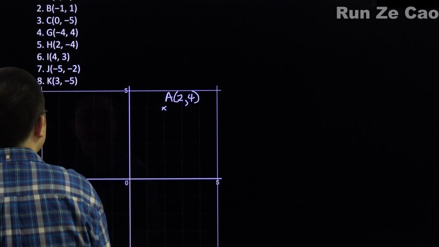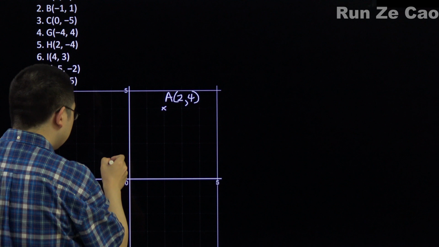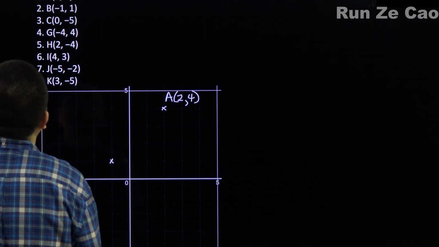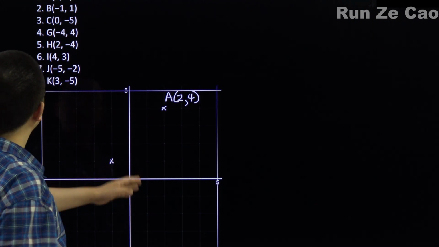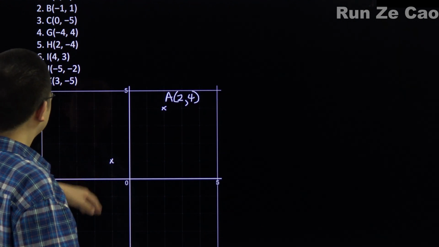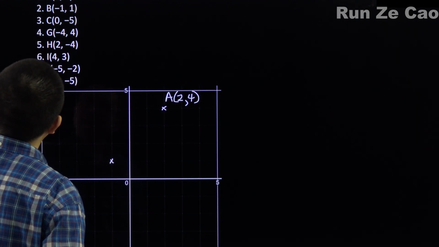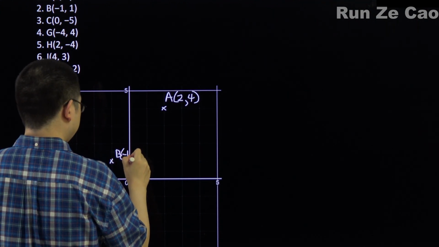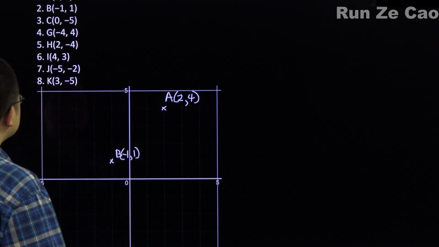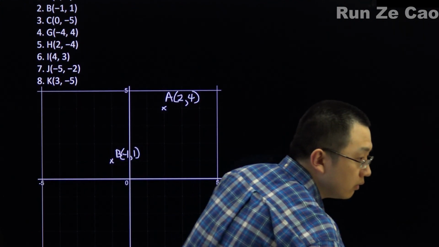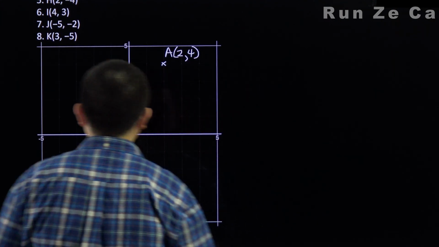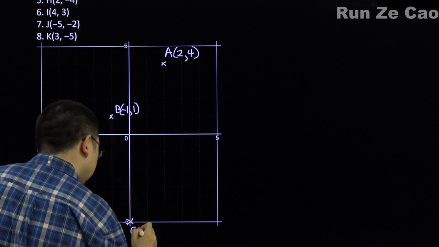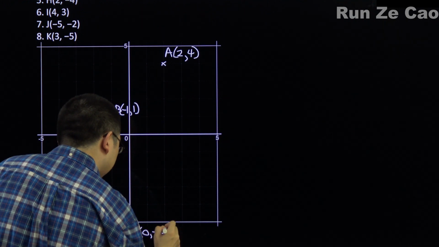Okay, B, negative 1, 1. Negative 1 on the x and 1 on the y, so this is where B is. Around negative 1 to positive 1, do we have any points that are around this y value? No, so we can just put our label right here. Negative 1, 1. Okay, C is at 0, negative 5. That's going to be 0 for x, and then negative 5 for y. That's down here. C, 0, negative 5.